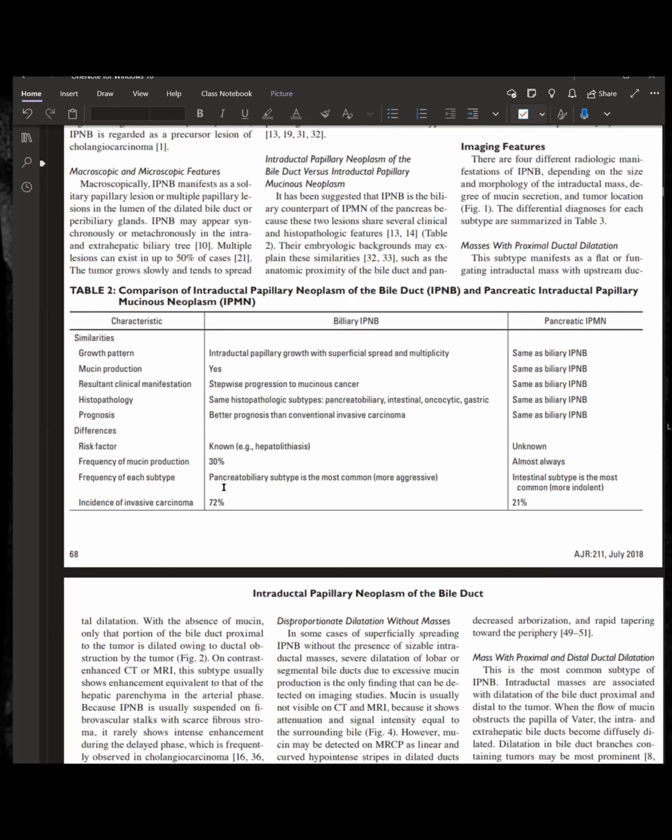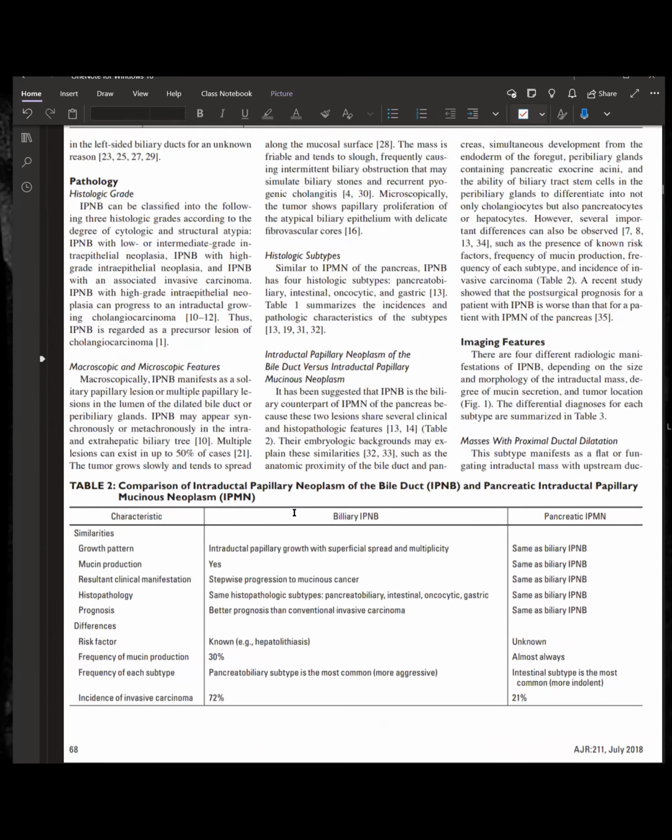I think this is a really important difference, which is how many of them go on to develop invasive cancer: biliary IPNB, 70%, in contrast to just 20% of pancreatic IPMN. Depending on the size, we actively survey IPMNs. With biliary IPNB, I don't know if surveillance is standard practice, but because of this high risk of invasive cancer, I think surgical resection is typically what is recommended.